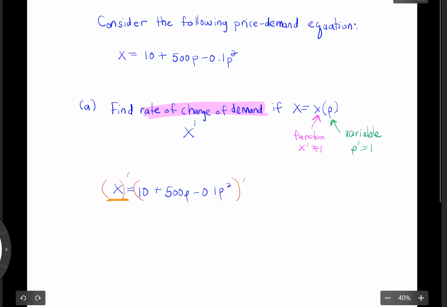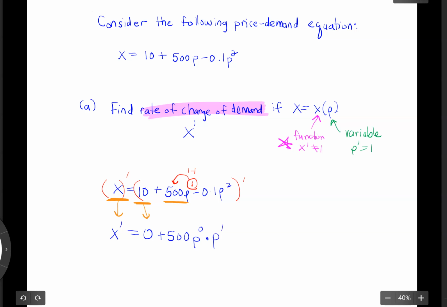Okay, so here's our first piece, X. The derivative of X is X prime. Since X is a function, I will not turn that into a 1. I'm going to leave it as X prime. Now moving down the line, the next piece is a constant. The derivative of a constant is always 0. For my next piece, 500P, I'm going to use my power rule. I have an understood exponent of 1. I drop the exponent down, 500 times 1 is 500. I rewrite my base, P. I decrease the exponent by 1, so now it's a 0, and I tack on the derivative of the base.